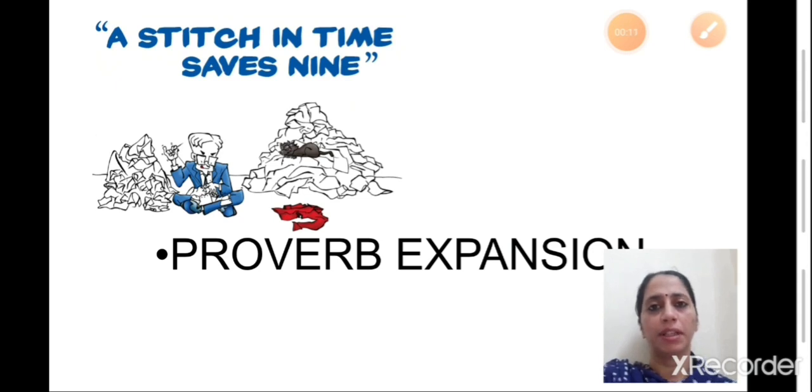Today's class we'll begin with a new topic, and the name of the topic is Proverb Expansion. So just keep a book and a pen handy to jot down all the important points and the home assignment that will come towards the end of this session. So let's get started.